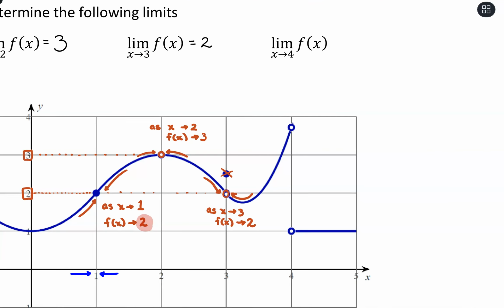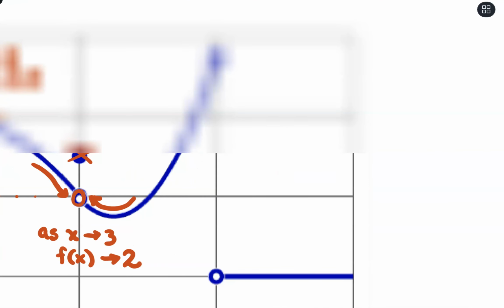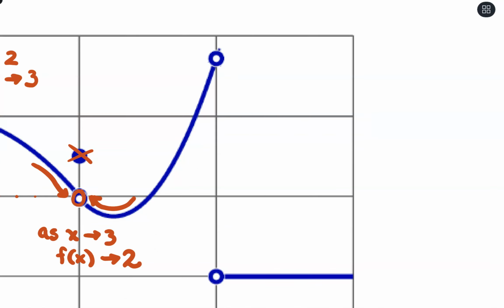Okay, our last scenario here, so limit as x approaches 4. So say we did that kind of walking scenario, where you're walking from the left-hand side, your friend's walking from the right-hand side. So we're saying as x approaches 4, f of x is approaching.